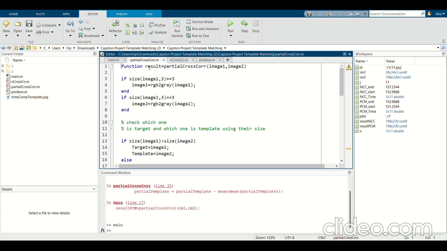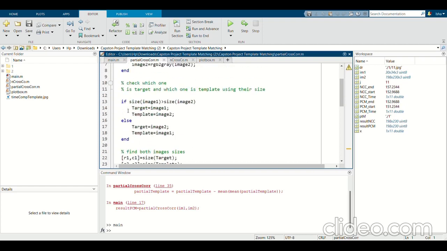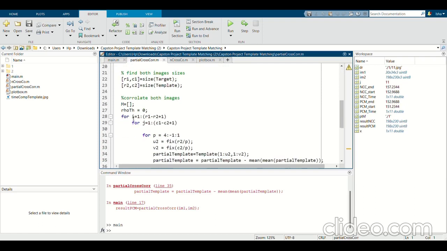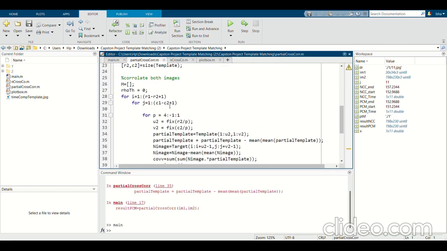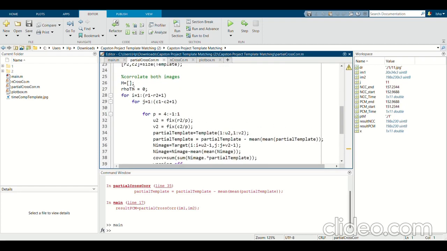So here we have made a function, result partial cross co, which takes two input images, the same as earlier. Same thing, it first checks the size. Size means it checks whether it is an RGB image or not for both images, and then decides which is the target and which is the template image, and then stores the size of both images, rows and columns, and then calculates the correlation. But here the correlation is calculated by partial. Let us understand how it is done.